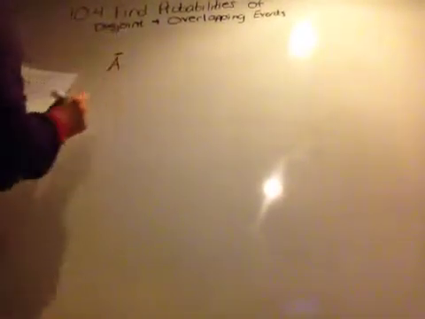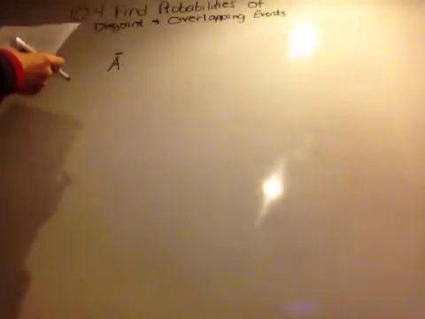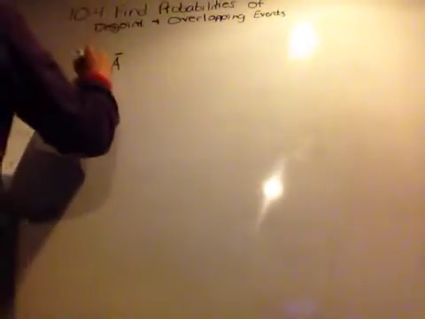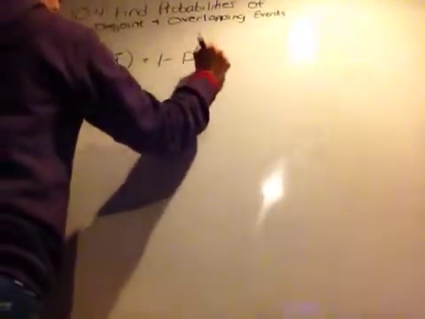Okay, so the event A bar is called the complement of A, and it consists of all outcomes that are not in A. The probability of the complement of A is 1 minus the probability of A. So if you know the probability of A, you can subtract it from 1 to find the complement.